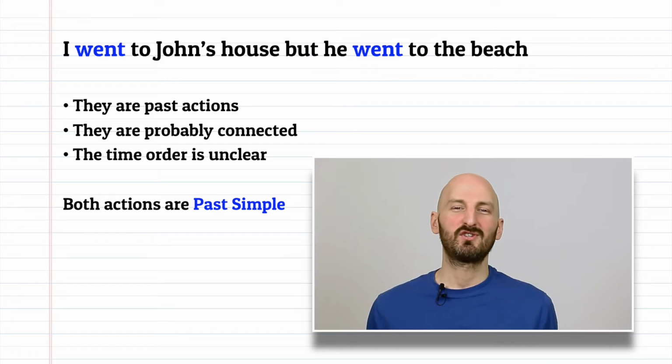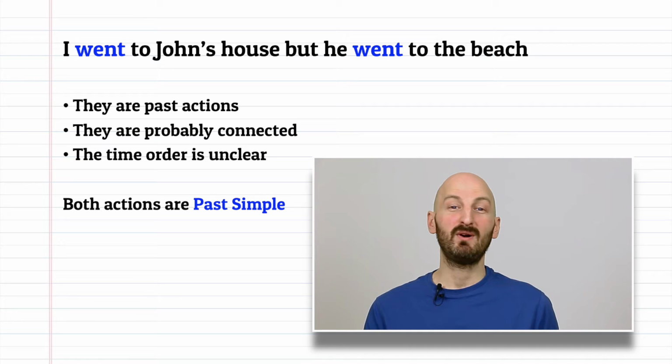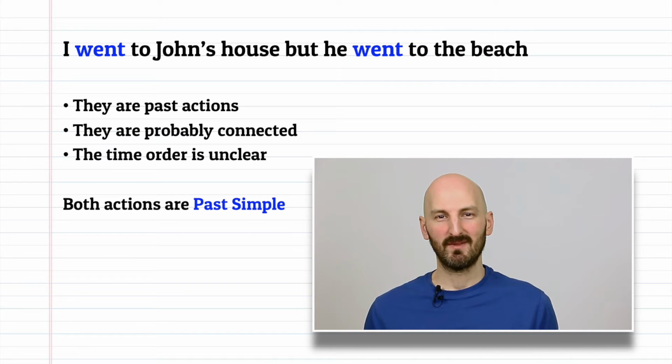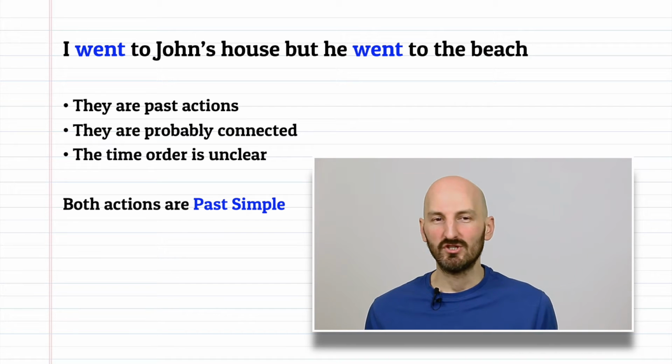Let's look at the past perfect first. I went to John's house, but he went to the beach. The verb form in this sentence for both actions is past simple. I went and he went. They're both in past simple, so we don't know if the two actions are connected or which one happened earlier or later. They may have happened at the same time, we just don't know.